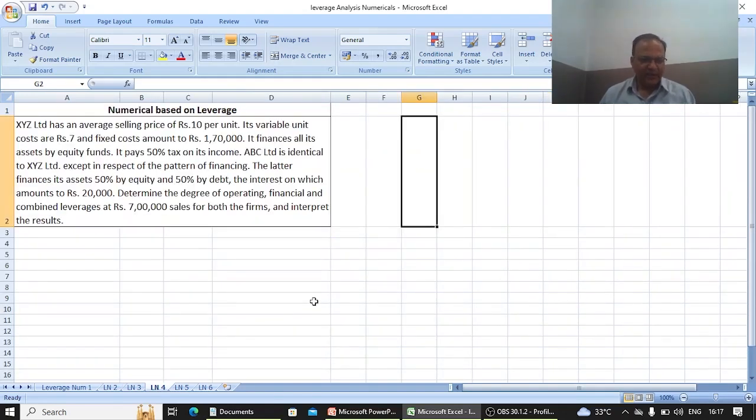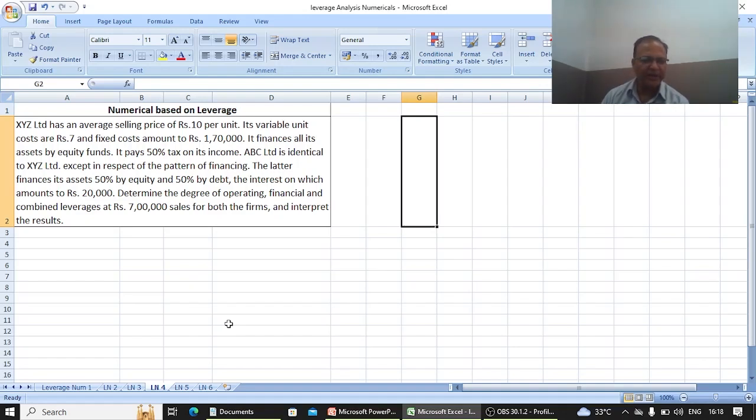Here it is given XYZ Limited has an average selling price of rupees 10 per unit. Its variable unit cost is rupees 7 and fixed cost amounts to rupees 1,70,000. It finances all its assets by equity funds. It pays 50% tax on its income.